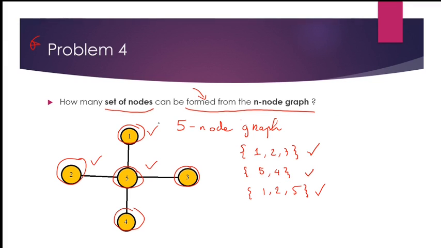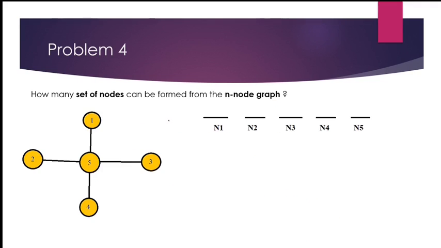Now let's come back to the problem. It asks how many sets of nodes you can generate from the graph. Which means you can have more, let's say 1, 2, 3, 4, and 1, 5, 4, and many more. So in order to solve this problem, I'm going to use a trick to express the set in a new way. Since this is a 5-node graph, the largest set you can form is a set that has all 5 nodes.